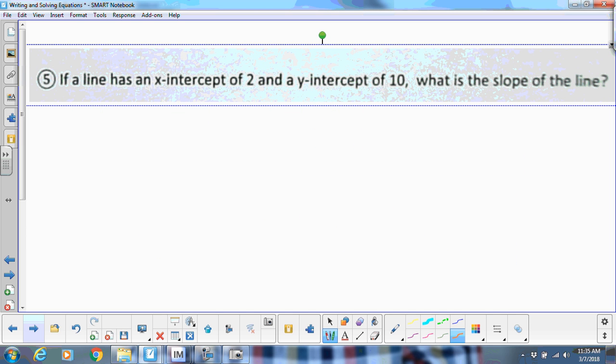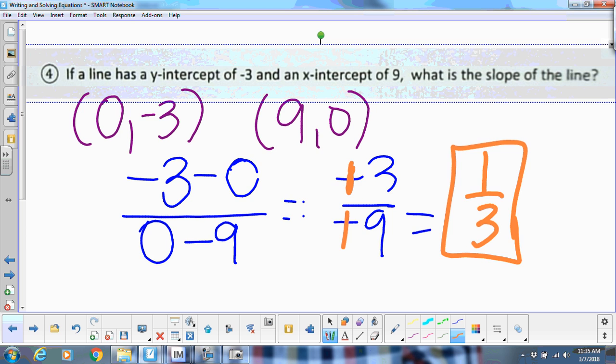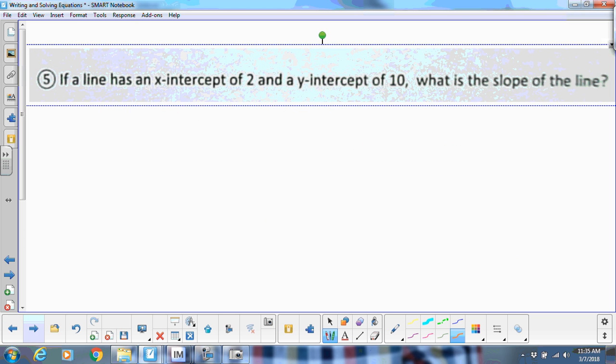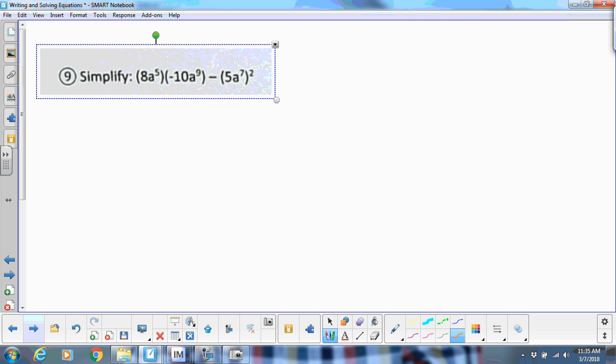All right, number 5 is exactly the same way. Okay, so we'll jump to number 9. All right, 9, 10, and 11 are your exponent rule problems.